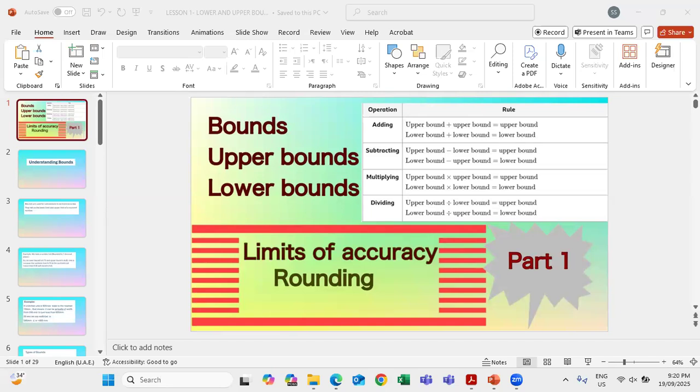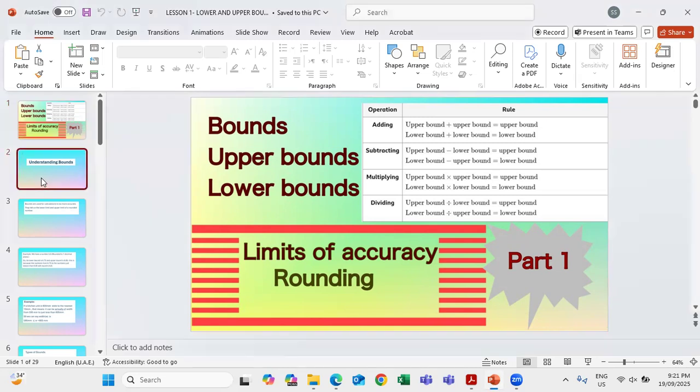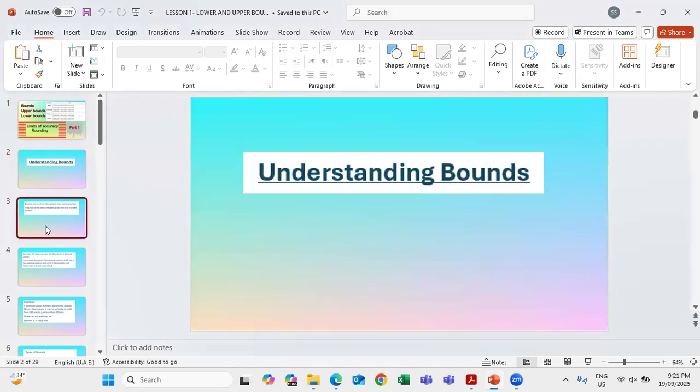In today's video, we are going to work on a very important topic, and the topic name is upper bounds and lower bounds. Basically, it comes under the category of limits of accuracy. So this is the first part of this topic of upper bounds and lower bounds. And here we are going to learn what the meaning of bounds is, what the meaning of upper bound as well as lower bound is, and how we calculate it. Okay. So the topic is understanding the bounds.